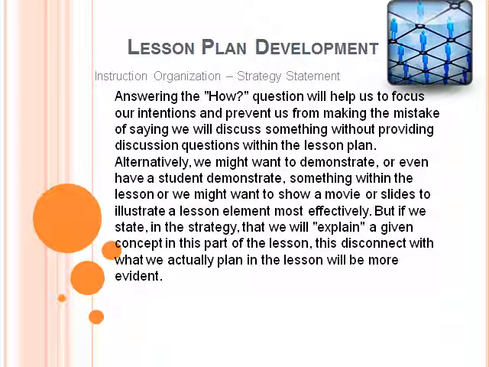But if we state in the strategy that we will explain a given concept in this part of the lesson, this disconnect with what we actually plan in the lesson will be more and more evident.